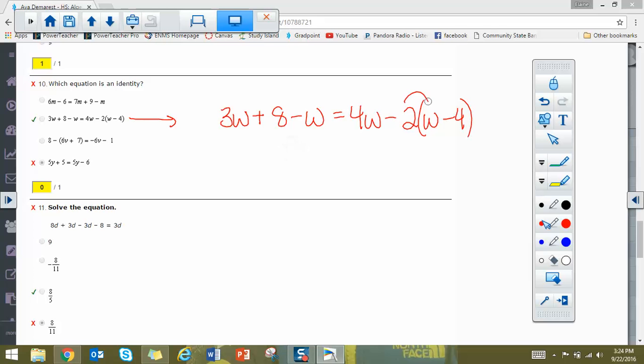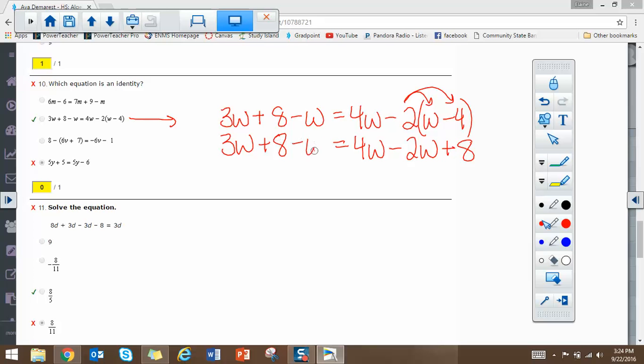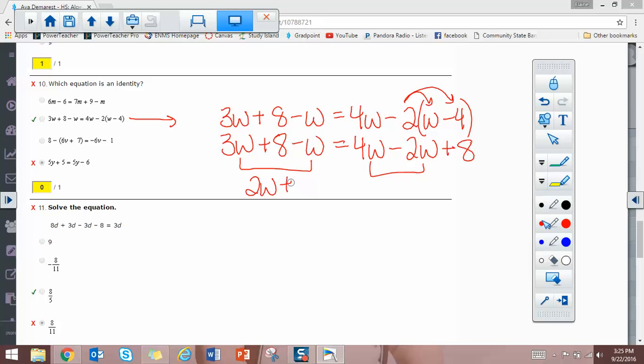I'm going to go ahead and distribute. So that's 4w, negative 2 times w. I think of those subtraction signs as negatives, so it's minus 2w. Then you have negative 2 and then a negative 4, so it's a positive 8. Over here we have 3w plus 8 minus w. If we combine our like terms on each side, we get 2w plus 8 equals 2w plus 8.